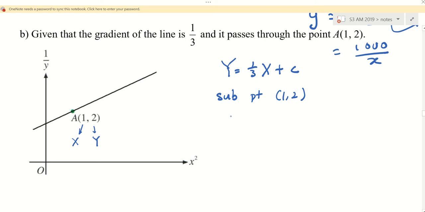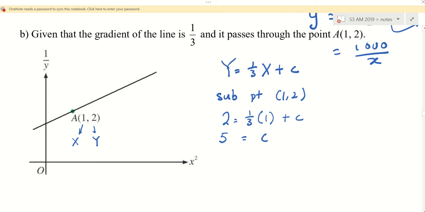So I sub in. So what do I write, Zahira? So what do I write? 2 equals to 1/3 of 1 plus C. And what's the value of C? Next person, Jia Yan. 5.